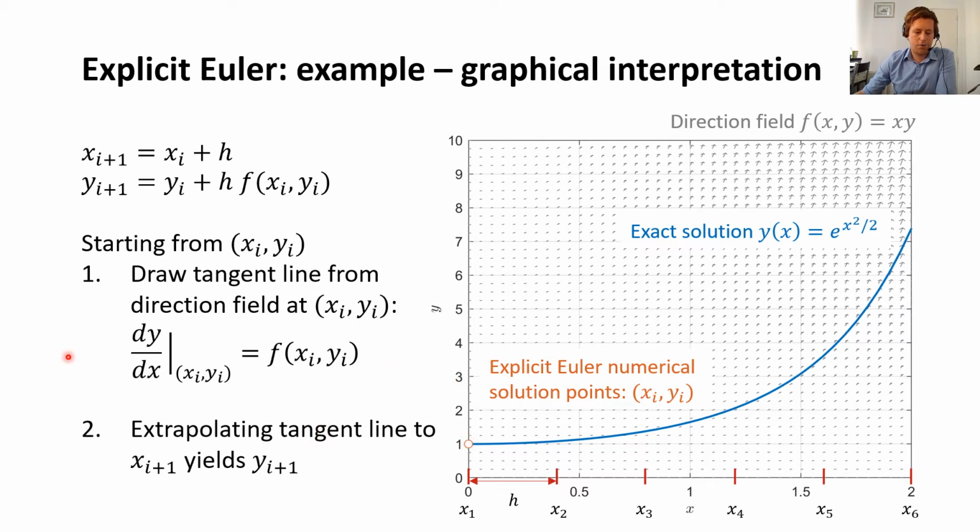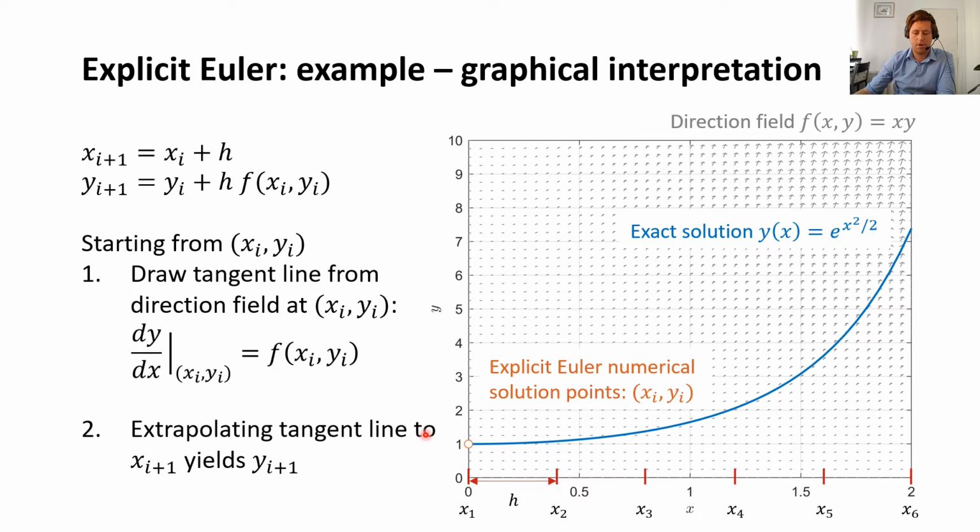So let's walk through the explicit Euler algorithm. Starting with i equal to 1, we have our initial condition, which is exact. So our first point is at the exact solution where y is equal to 1 and x is equal to 0. Now what we do is we draw a tangent line based on the direction field evaluated at our current numerical solution.